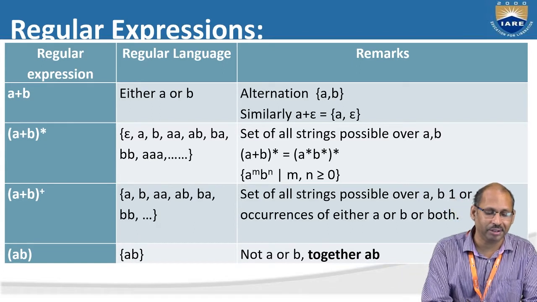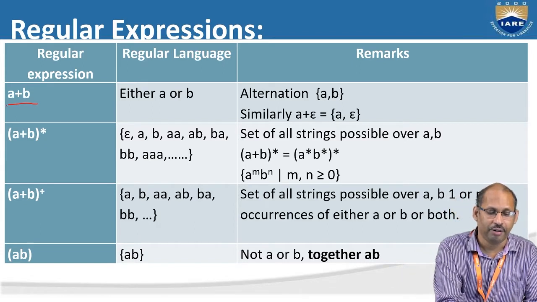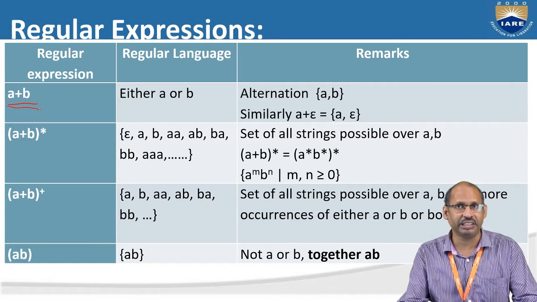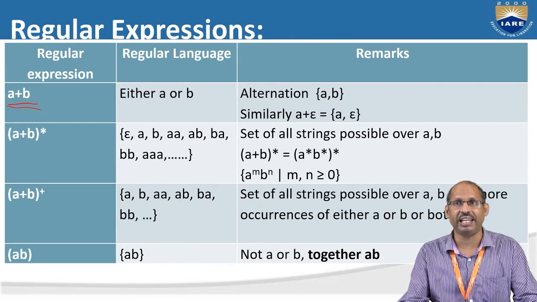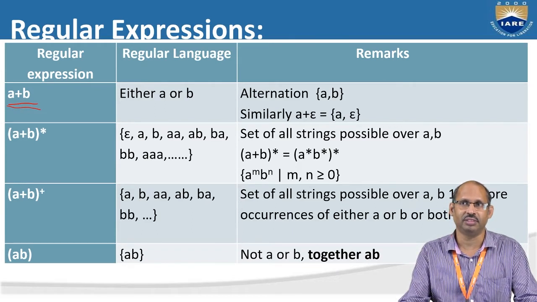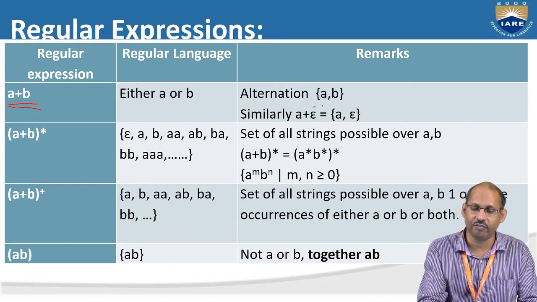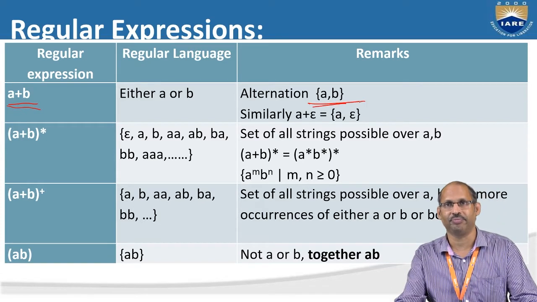Next, A union B. A union B is a regular expression for the language which consists of the union of A and B.